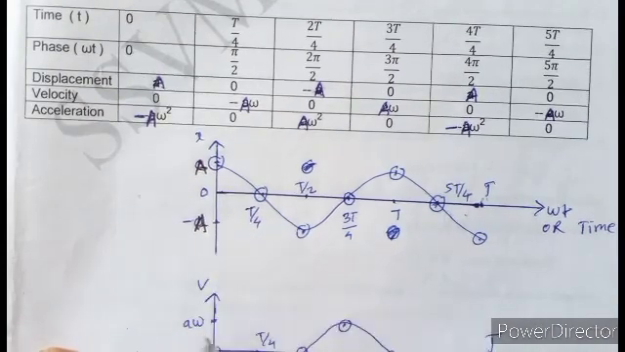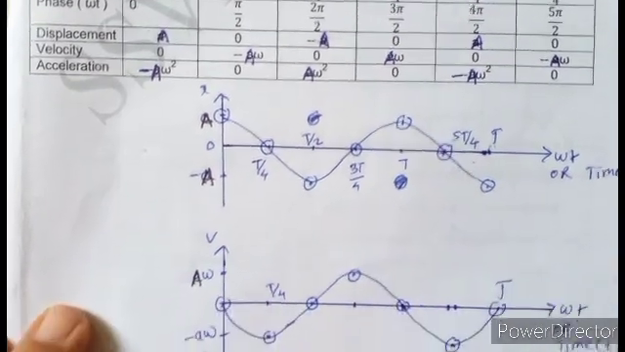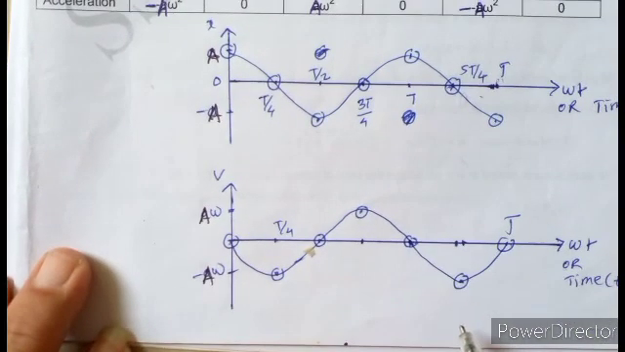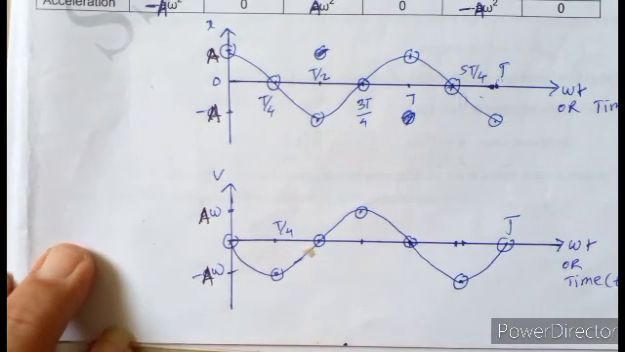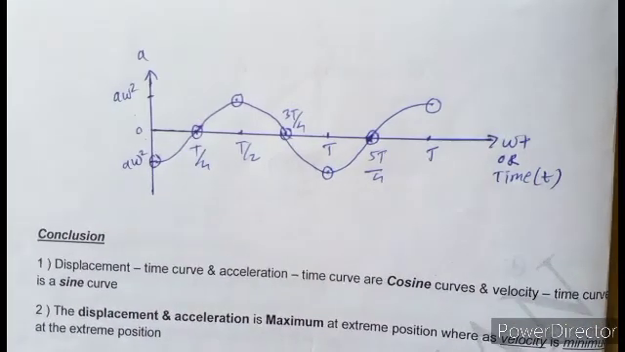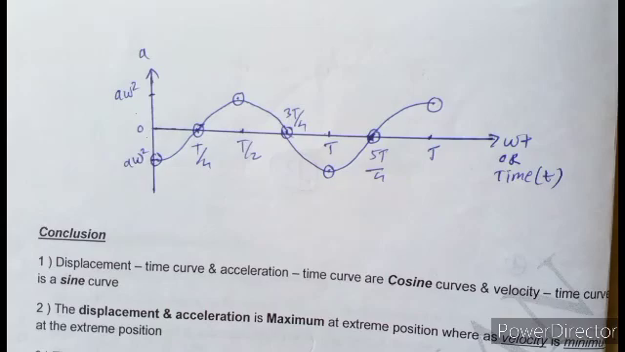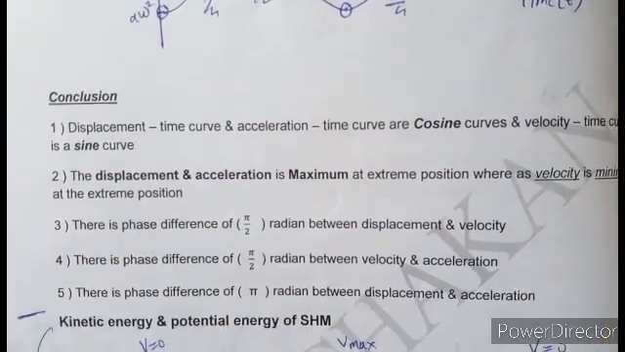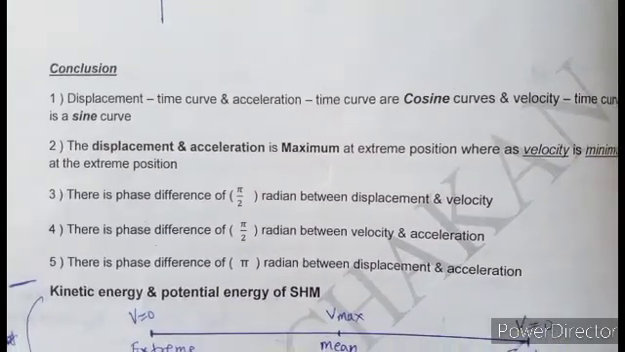Here is also capital A. For the velocity graph, when the particle starts from extreme position, and this is the acceleration graph when the particle starts from extreme position. Conclusion using these three graphs.